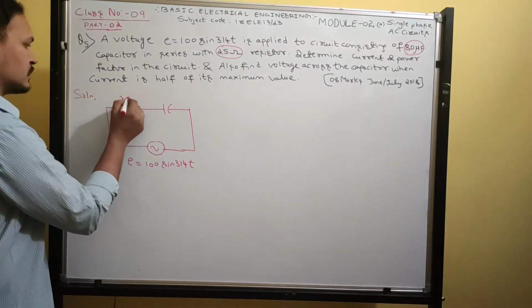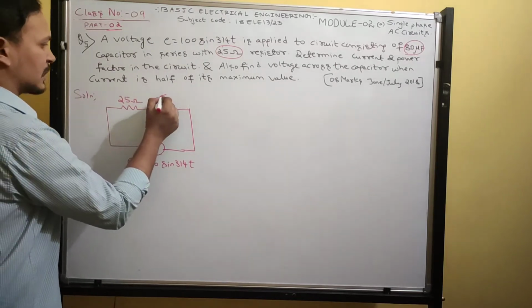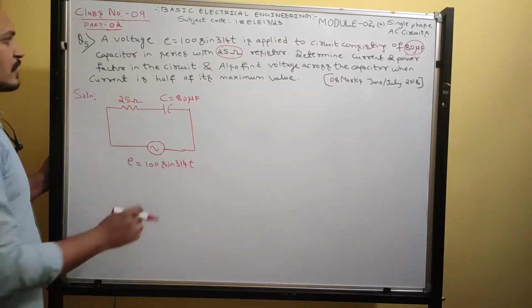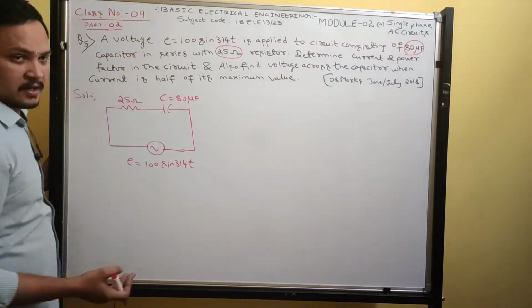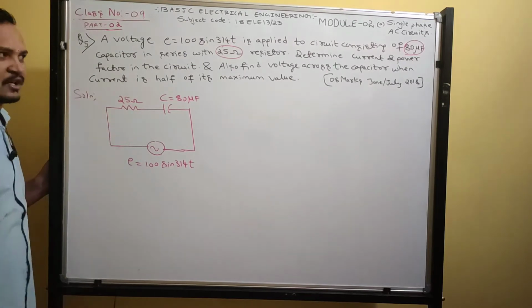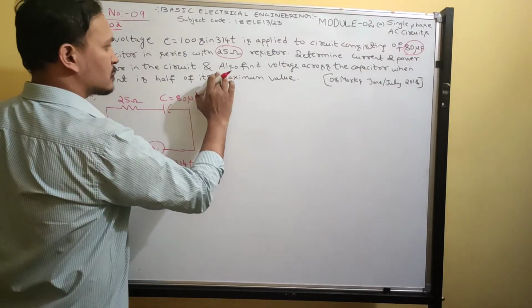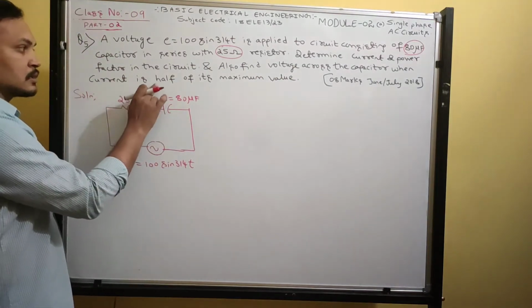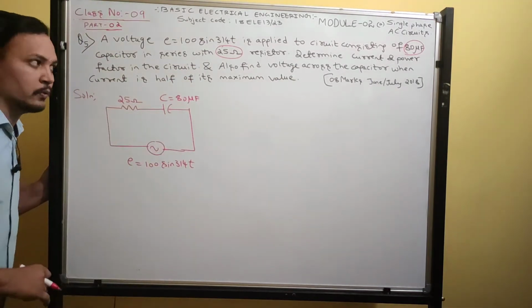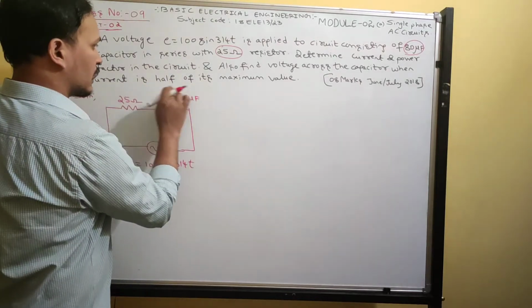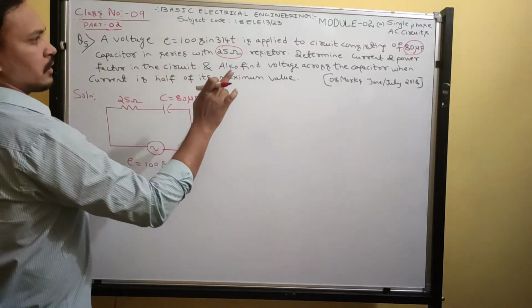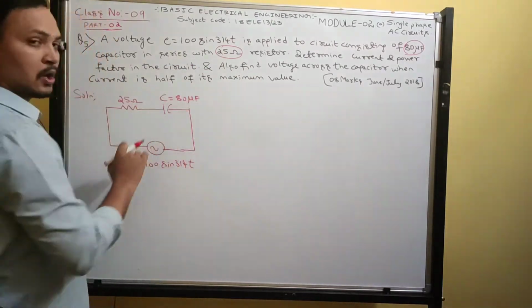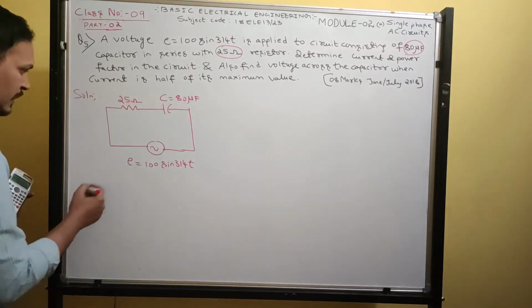What is the value of resistance? 25 ohms. What is the capacitance value given? 80 microfarad. So what are they asking? Determine the current and power factor in this circuit. Later, also find the voltage across the capacitor when the current is alpha of its maximum value. So this is a tricky question. Let us see how to do this.